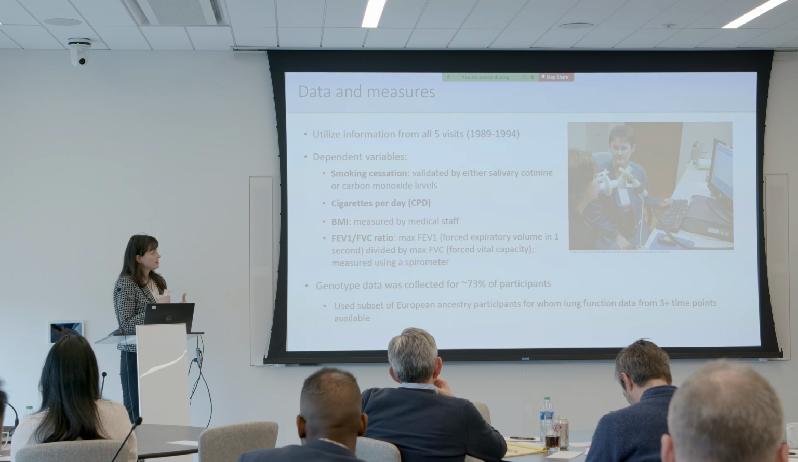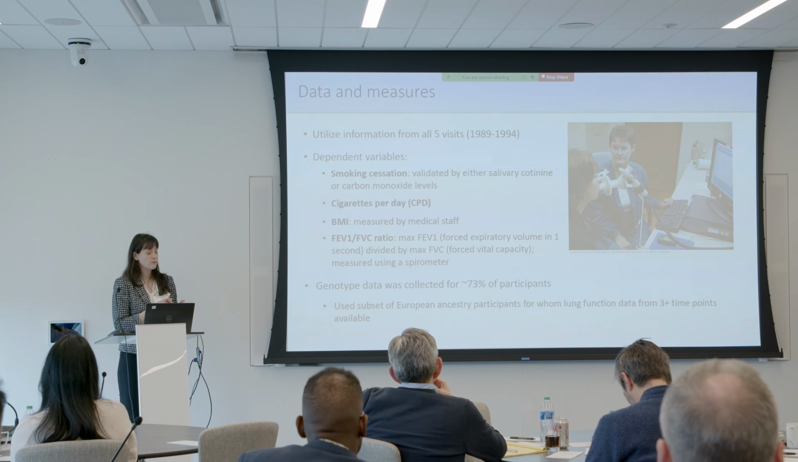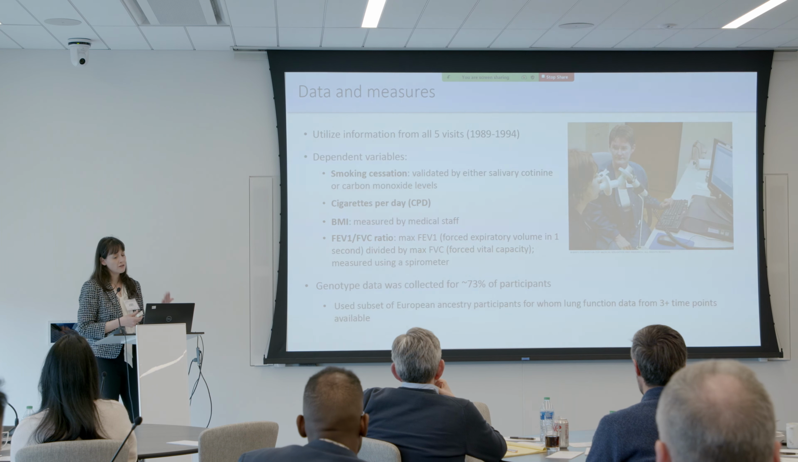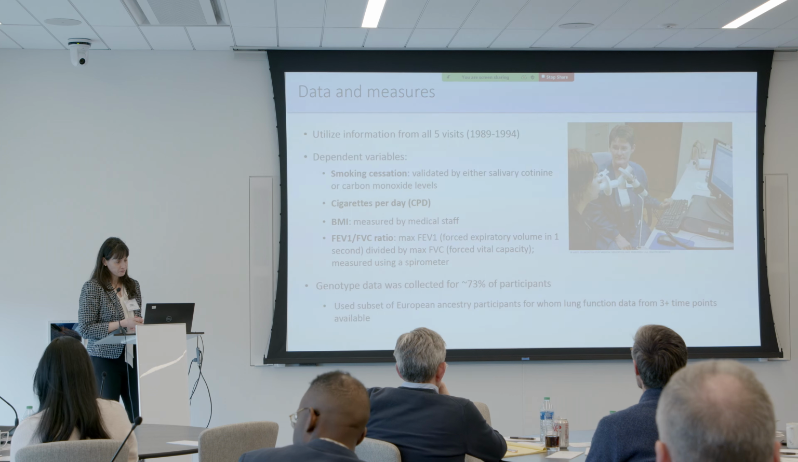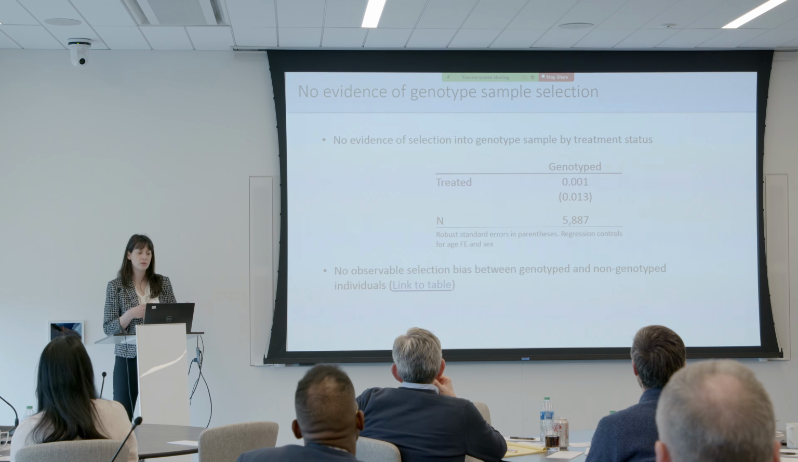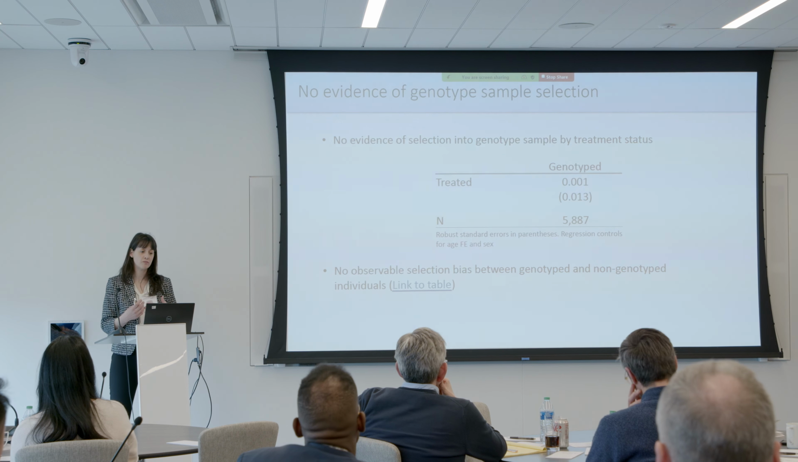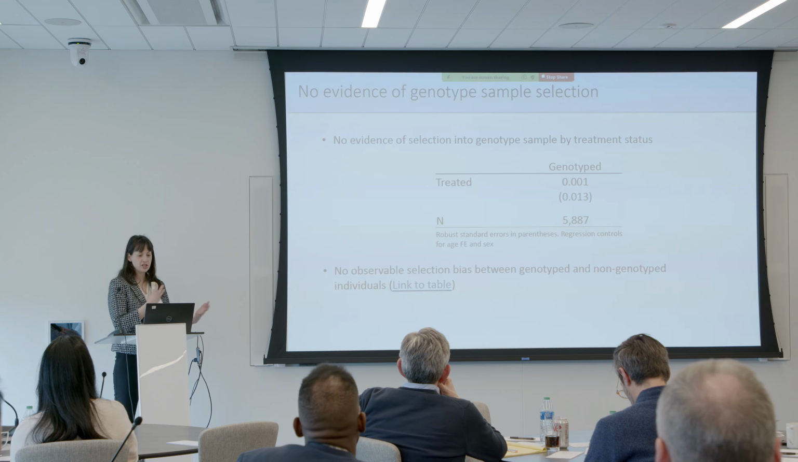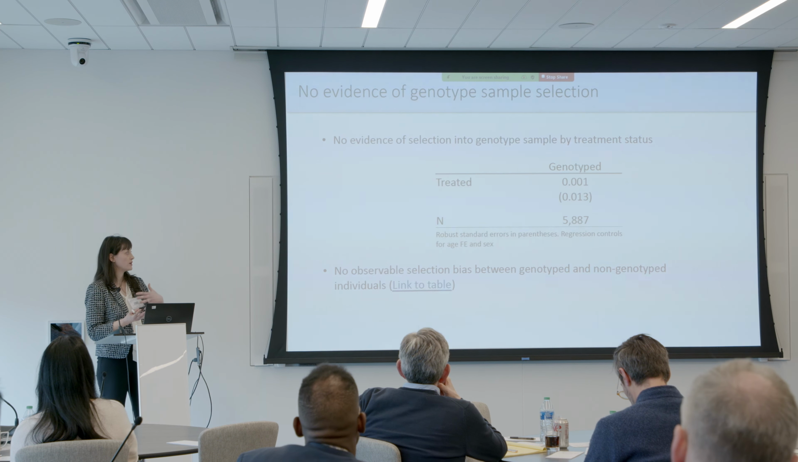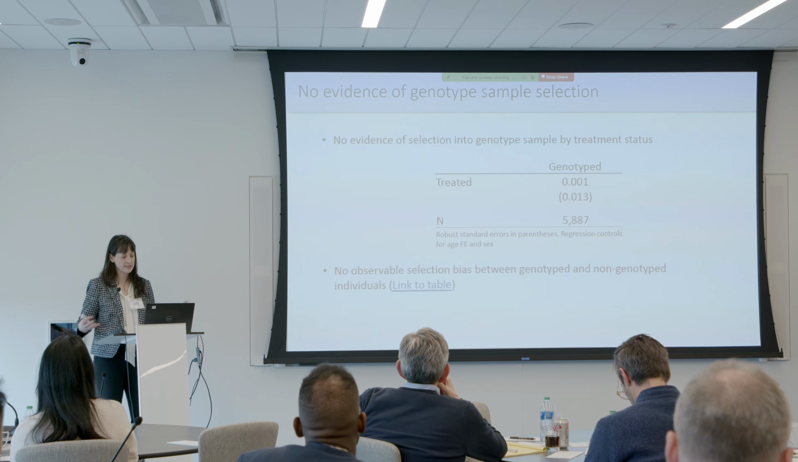And then we used genotype data that was eventually collected for about 73% of participants. It was collected in a subset of European ancestry participants for whom lung function data was available for at least 3 time points. As far as we could tell, there was no evidence of genotype sample selection, so we didn't see any evidence that people who were treated were more likely to be genotyped, et cetera. We also didn't see any observable selection bias between the genotyped and non-genotyped samples.